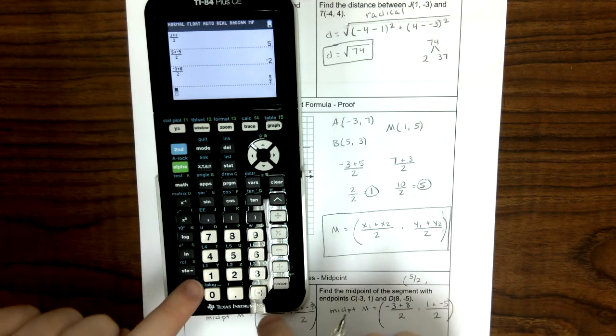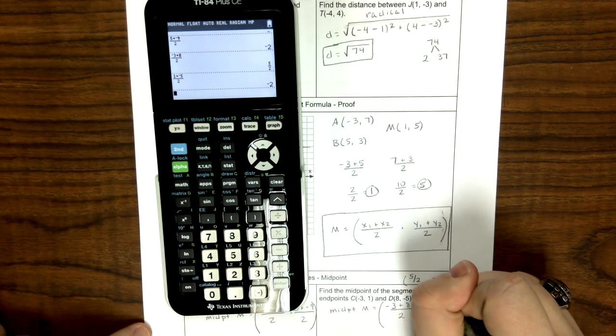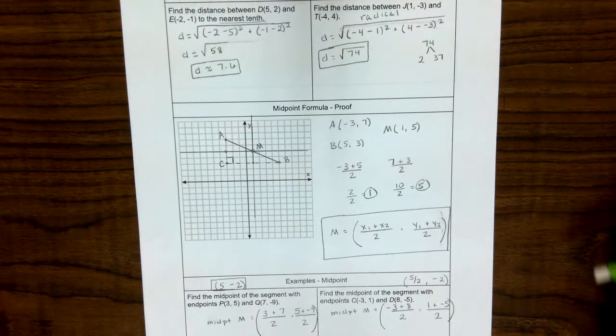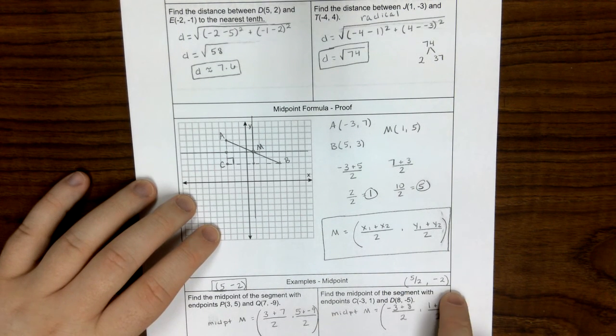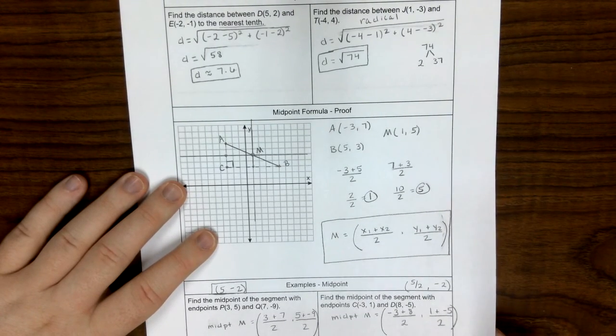Let's do it again. 1 plus negative 5 all over 2. We got negative 2. So that is the midpoint. Okay? And a lot of times you will write it as a fraction. You can write it as a decimal if you want to. I just don't prefer that way. If you want to write it as a decimal, just make sure you write the correct decimal form, though. So 5 halves would be 5 divided by 2, which is 2.5. So you could write 2.5 comma negative 2 if you wanted to, but I'm not going to. Right. That's the first version of midpoint problems.